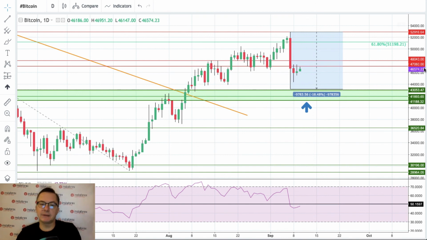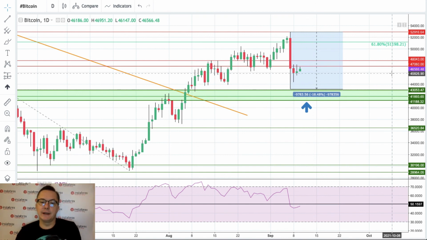So please keep an eye on Bitcoin. Very interesting moment right now to grab our attention. We will see how this trading setup will be resolved by the market participants soon.